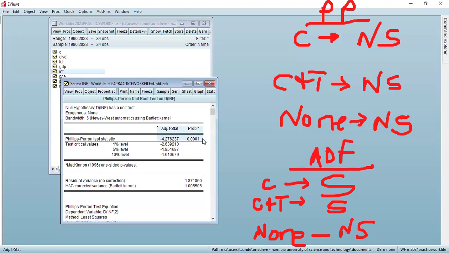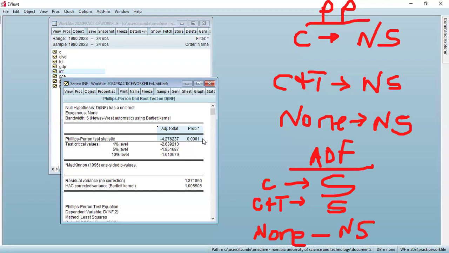So when you are doing your own research, you may also reach a stage where you find that your results are conflicting. And like I said, I advise you to use the augmented Dickey-Fuller test and the Phillips-Perron test. And your conclusion must be guided by what the majority of the tests are saying. If the majority are saying the variable is non-stationary, then the variable is non-stationary. If the majority are saying the variable is stationary, then the variable is stationary. That is how you make your decision.